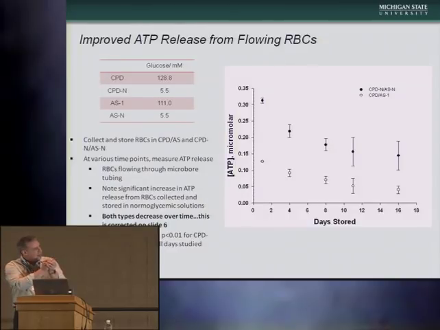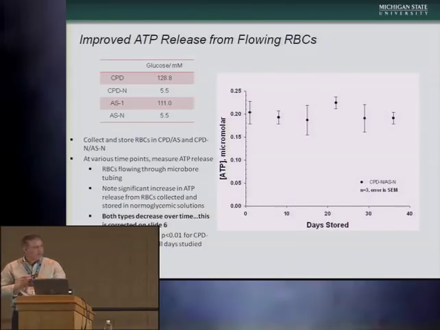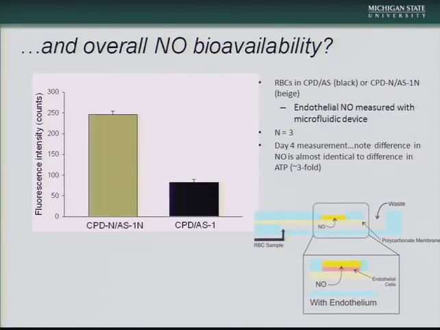Again, I didn't really like the decrease here, so we've actually fixed this now where we periodically feed the cells and keep them at 5.5 millimolar. We can now keep the ATP release values from these stored cells the same all the way out to day 36. So essentially we've got ATP release values from our stored blood that are as good on day 36 as they are the day that it's drawn from the human body. But again, since this session's about nitric oxide, I wanted to show you one other thing. We use these stored cells to look at the amount of nitric oxide that was being produced in an endothelium where stored blood was flowed underneath these endothelial cells.